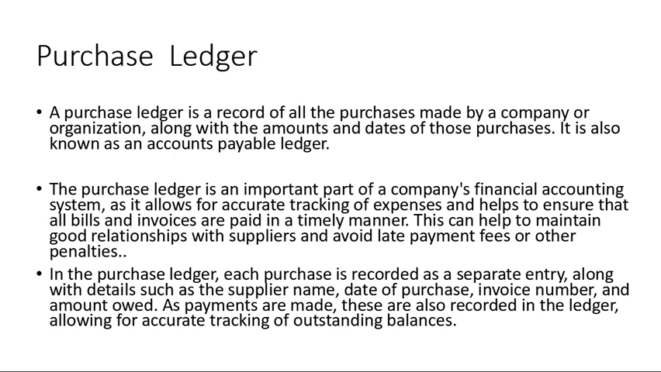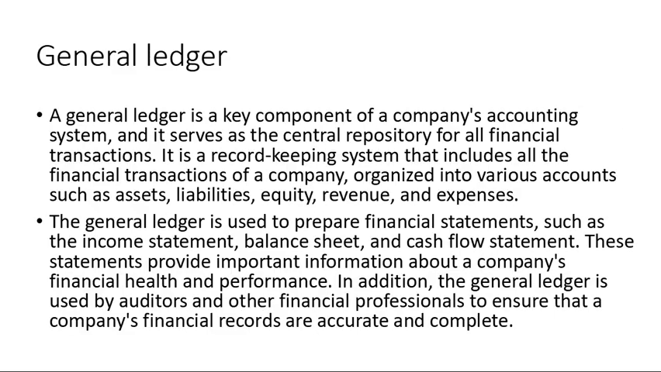They mention from whom the company purchased the goods, when the company returned the goods, and their outstanding and closing balances. Then we discuss the third type of ledger, called the general ledger.